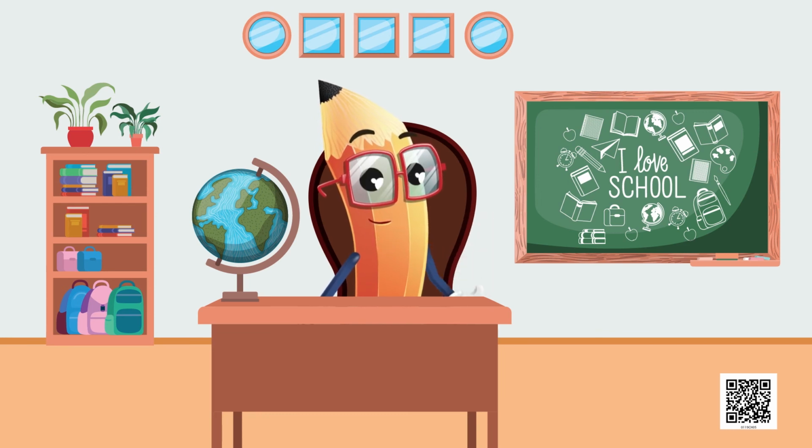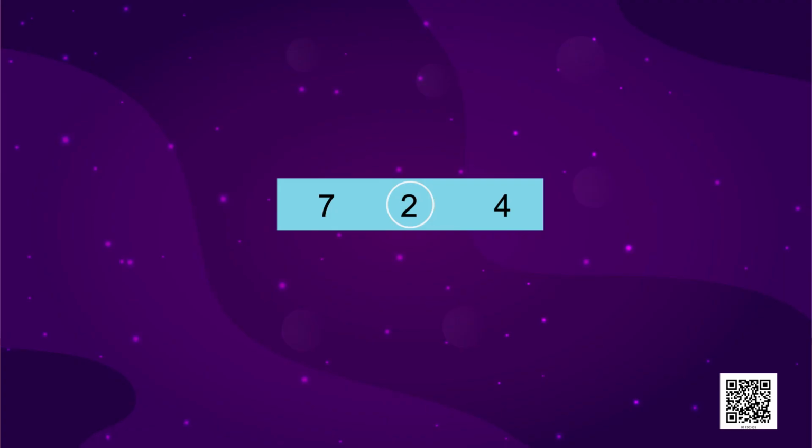Here we have 7, 2 and 4. And 2 has been circled. So you got it, right? What do we need to do here? We need to circle the smallest number here. Look, 14, 16 and 12. So the smallest will be 12.